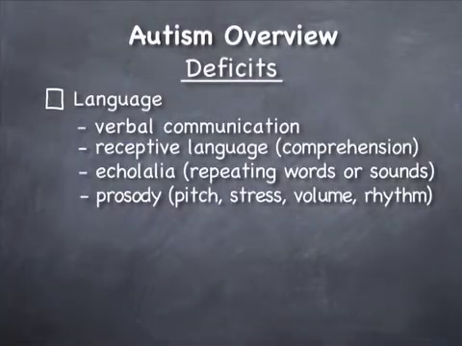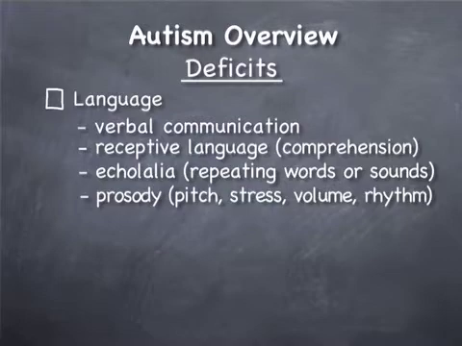Another component of the language that often interferes with our kids relates to prosody, the way that I communicate with other people aside from just the words that I use. So these might include things like pitch, stress, volume, rhythm. I communicate with other people using these things even when I have the same words.